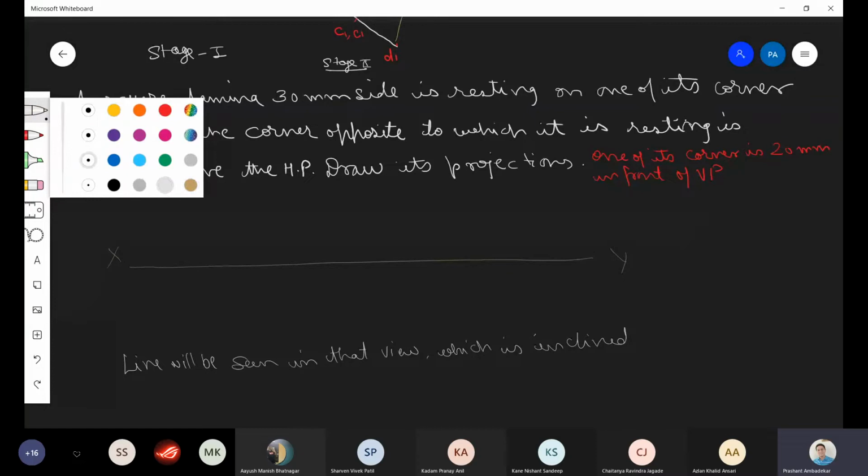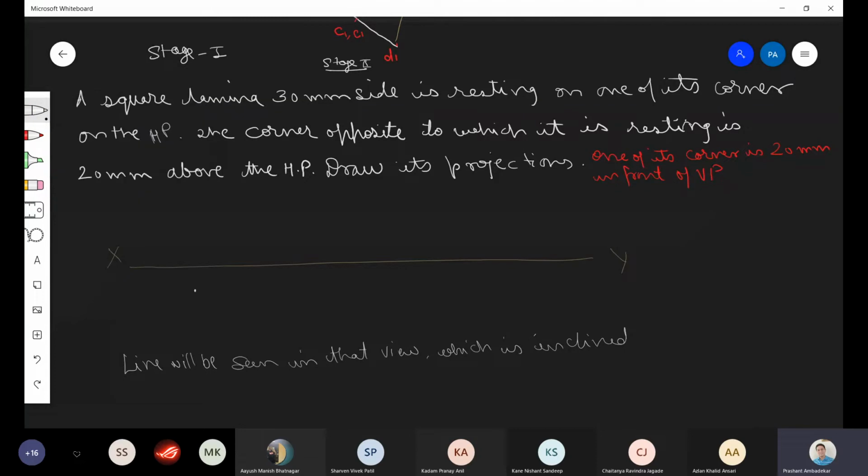And how will I draw the top view? I will draw the top view such that this point is 20 mm and then a square like this. Okay, this is a square. And I have kept in mind that this distance should be 20 mm. Let this point be A, B, C and D.